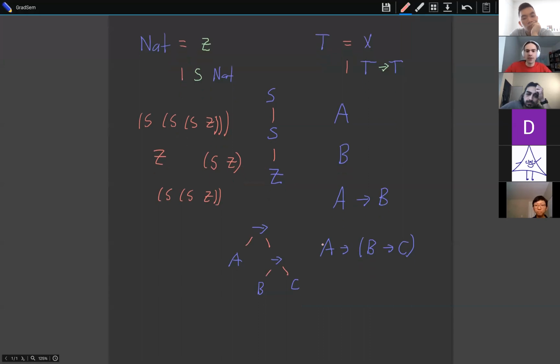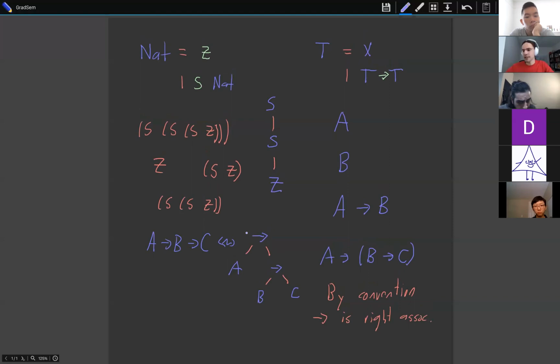Now, another thing that I can do is by convention, implication is right associative. So what I mean by this is that instead of writing A implies B implies C with parentheses, we will just write A implies B implies C. Okay, so that's just a primer on syntax and how to read grammars.